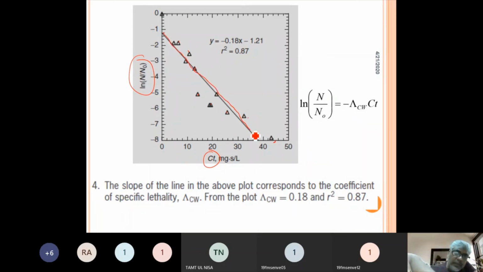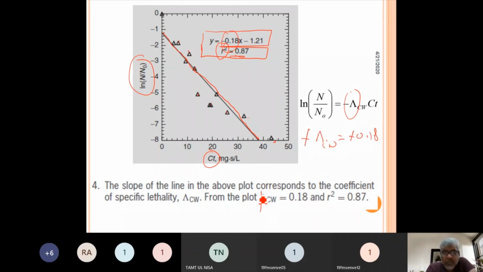This is the trend line, a straight line. We can get this equation, and the R square value is 0.87. Remember, this is the slope. The slope here is minus 0.18, so the slope is minus the specific lethality. The minus cancels, so the coefficient of specific lethality is 0.18, and R square, the coefficient of determination, is 0.87, which is a very good value for disinfection of microorganisms.